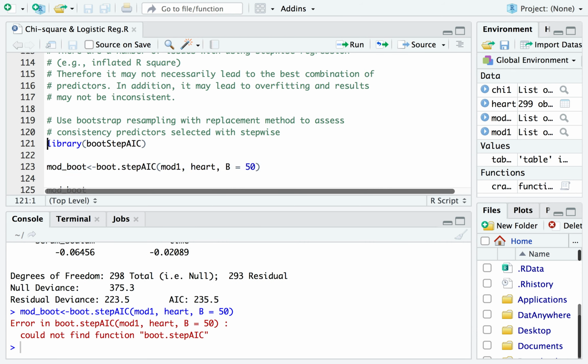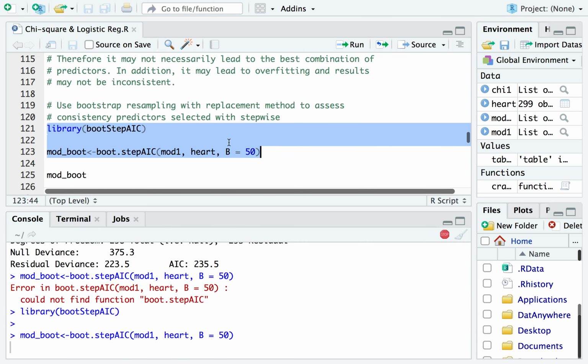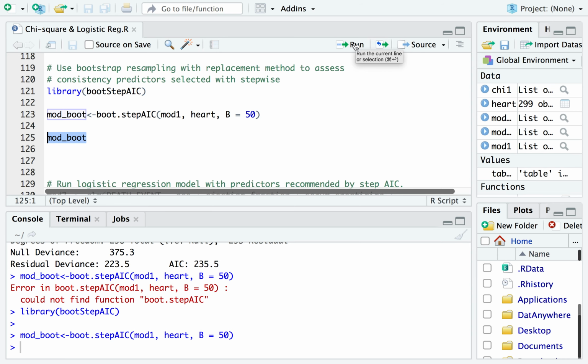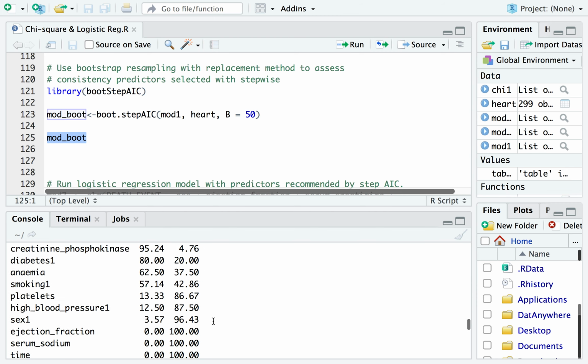Oh, I keep forgetting to call the library first and then run it. It's taking a bit of time to run. I've only set it to 50, so it looks like it went through. Let's see what I named it, mod_boot. So let's see what it says. Let me scroll up all the way to the top.